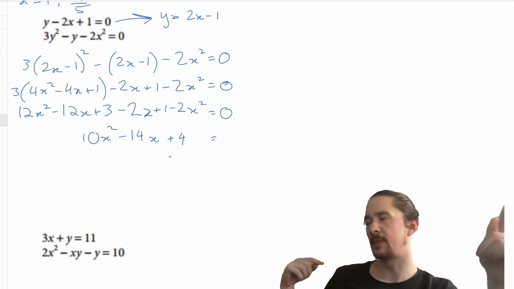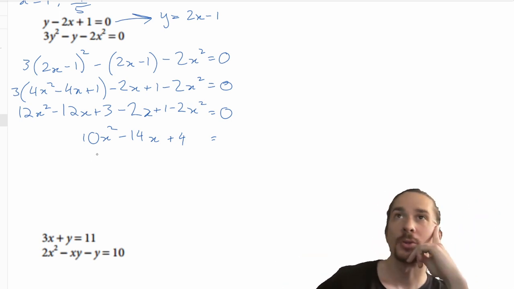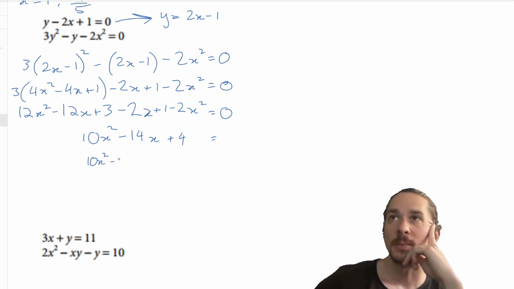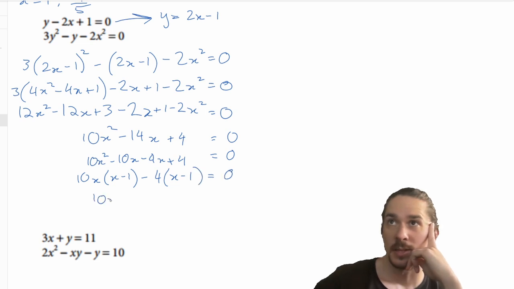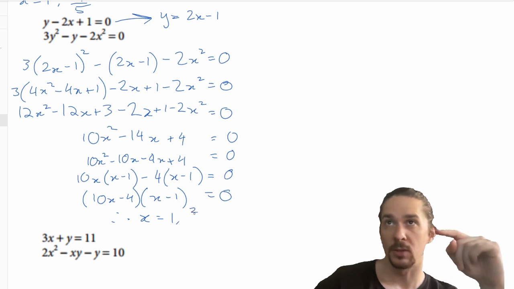10 times 4 is 40. -10 and -4. So I'm going to have 10x squared minus 10x minus 4x plus 4. So 10x times (x minus 1) minus 4 times (x minus 1). (10x minus 4) times (x minus 1). Therefore, x is going to be equal to 1 or 4 over 10, which is 2/5.